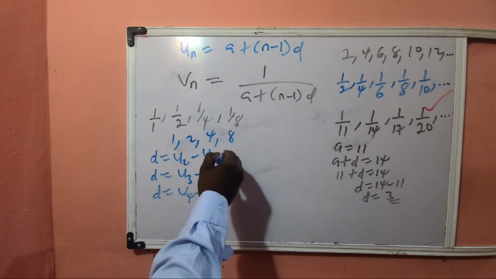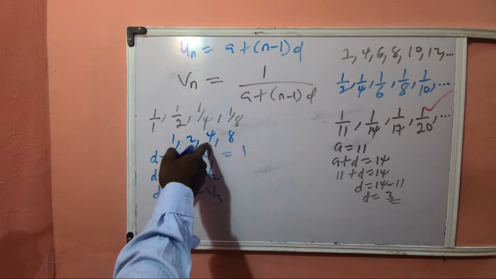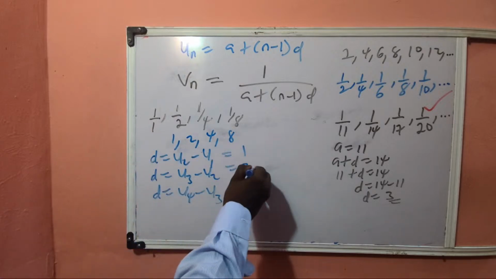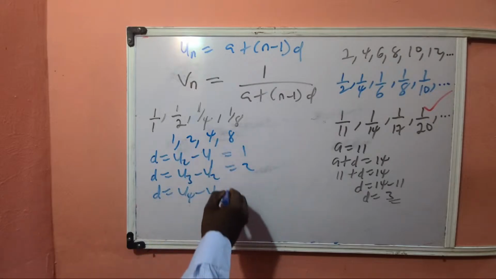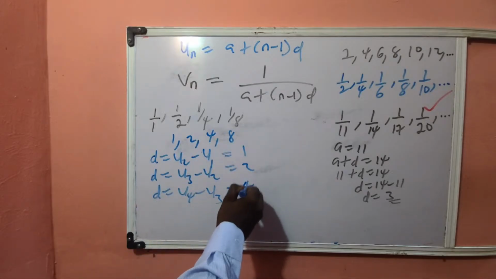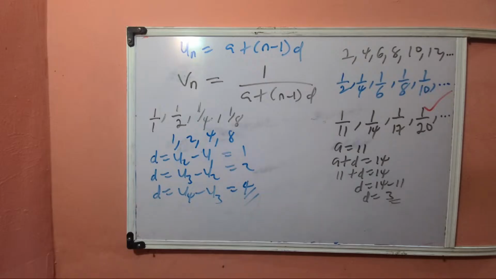2 minus 1 gave me 1. On this basis, 4 minus 2 gave me 2. And 8 minus 4 gives me 4. This will never be a harmonic sequence. It doesn't just have one conflict, it has every one of them. There's no even difference that aligns with each other. So this is how you identify a harmonic sequence.